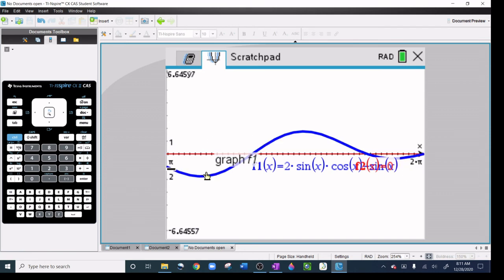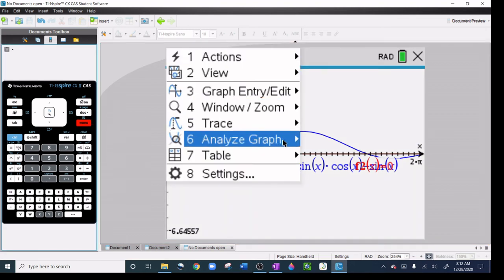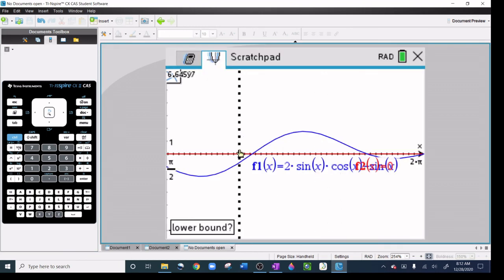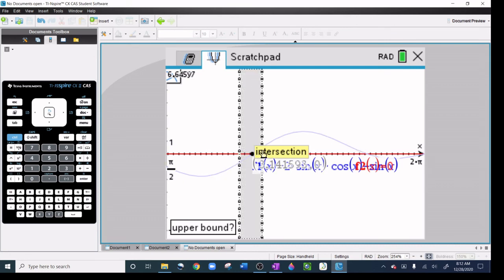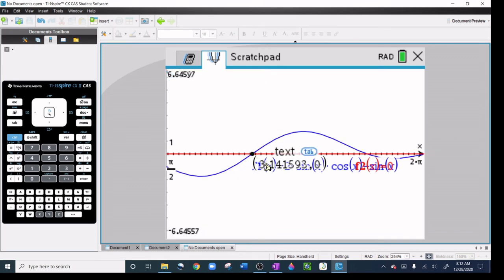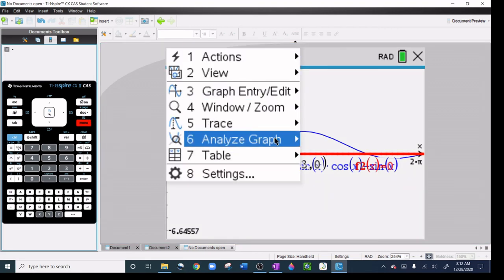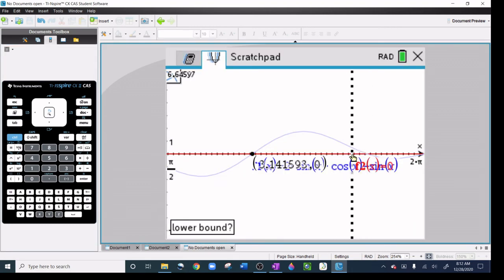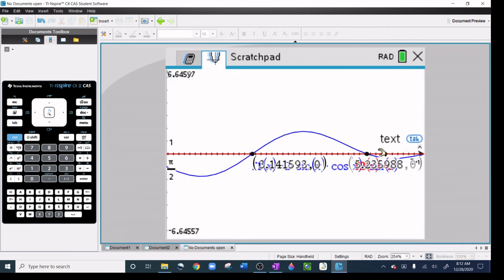That's the restriction, the points of intersection. One is right here and one is right there. So I'm going to find my point of intersection by doing analyze graph, intersection, and one is right here. This one is 3.142, which is technically pi. If you guys remember, 3.14 is pi. And another point of intersection that I need is this, and this is 5.236.